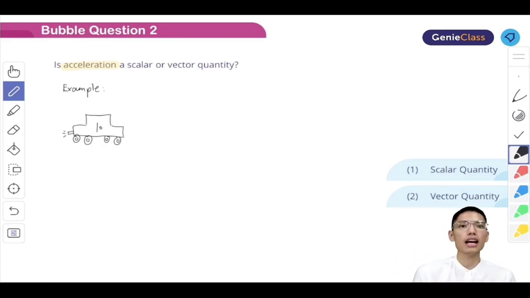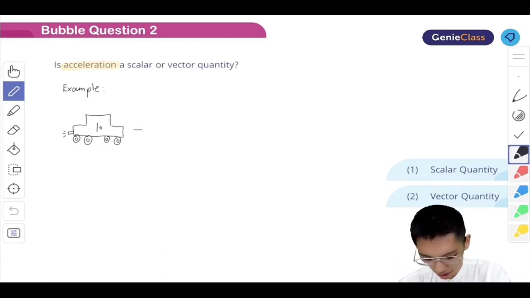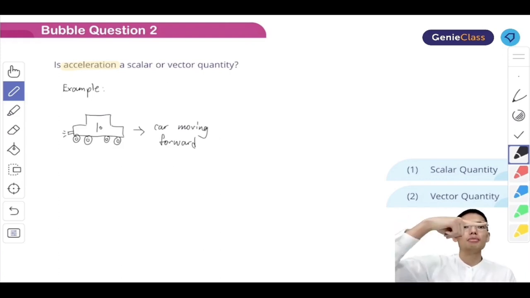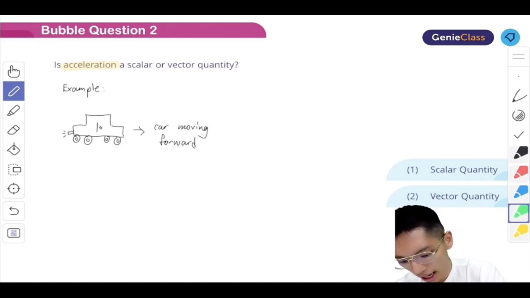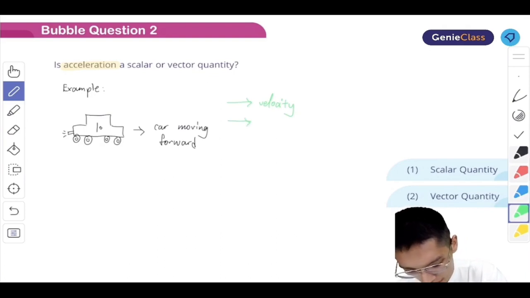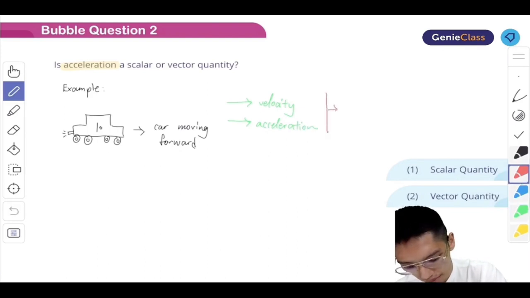Let's say this is a car, and the car is moving forward. Now, if I want the car to speed up, it has to accelerate in the same direction. So when the car moves forward, it moves at a velocity this way, and it accelerates this way. So in order for the car to move faster, this is to speed up. This is just one example.